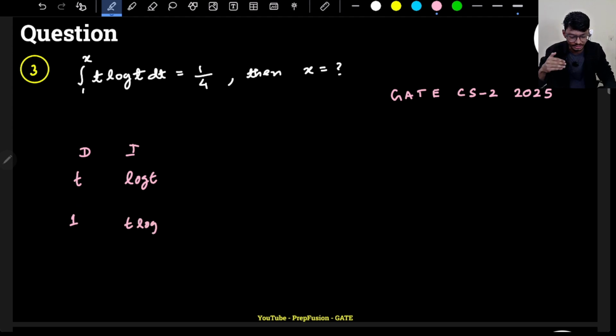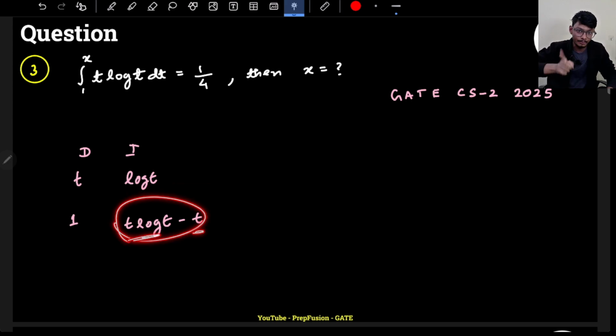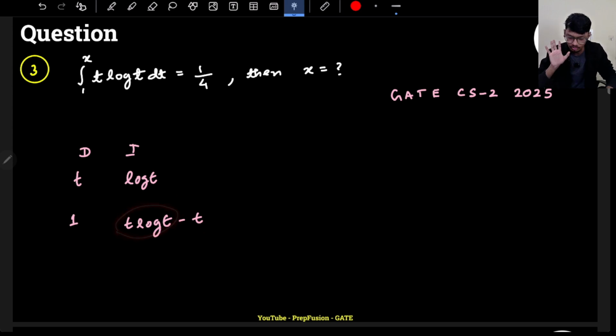I hope you remember. If you ever tend to forget, just write the expression and then differentiate it. If I differentiate this, this will be 1 and this will be minus 1. So 1 minus 1 is, sorry, just hold on a second. No, sorry, this will be log t plus 1, and this will be minus 1. So ultimately I get back to log t. I am not explaining, I am just solving the question. Now I will differentiate it again.